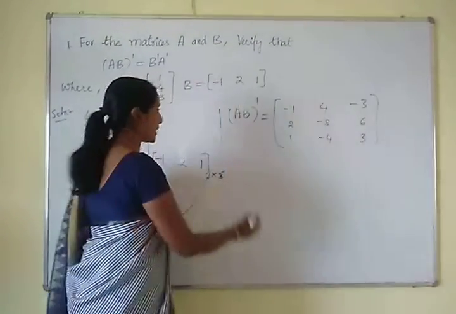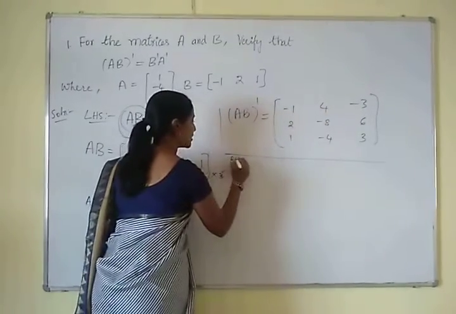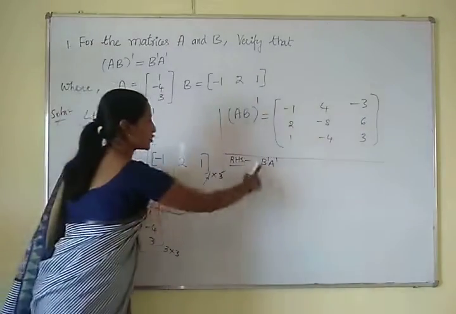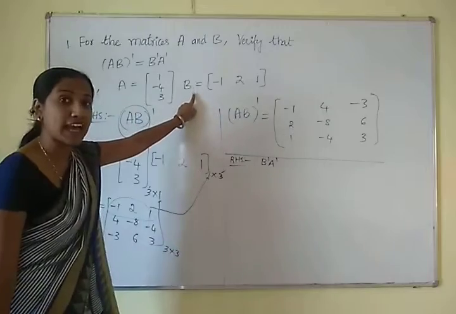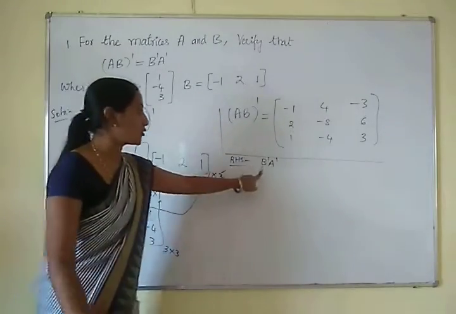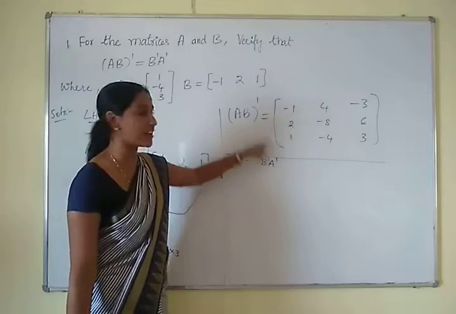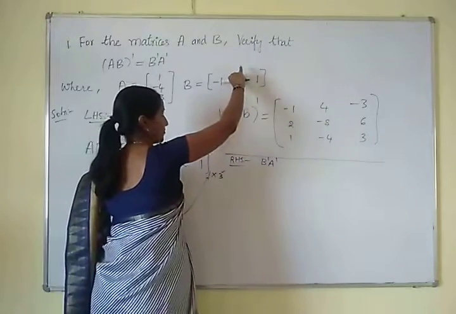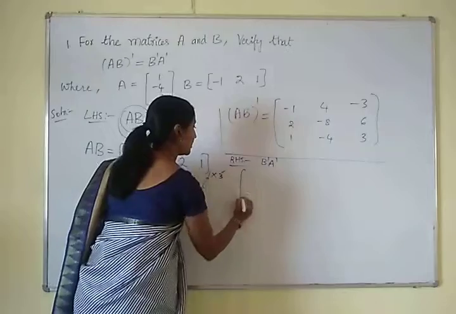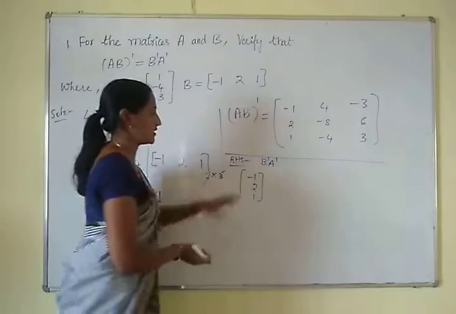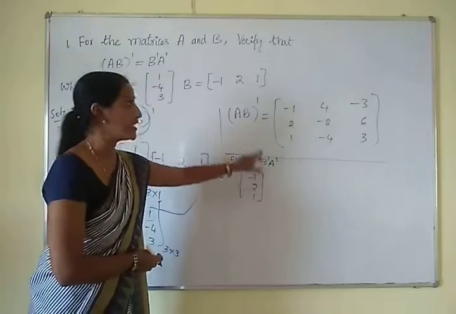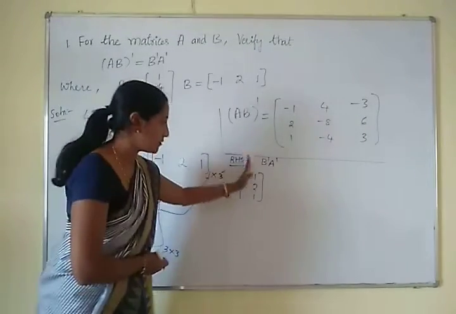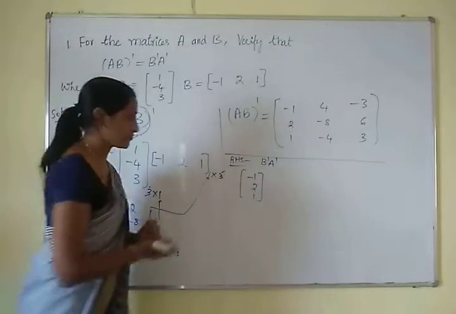Now shall we do the RHS part? Okay. So now the RHS is B dash into A dash. Right. So what is B dash? In the question we have only the matrix B. So how to take a transpose? B dash means we have to take a transpose of B. So this is in a row. Transpose becomes like this. Isn't it? This is B dash. We should take a transpose of matrix B. Okay. So this is in a row. Make it a column. I hope you understood.